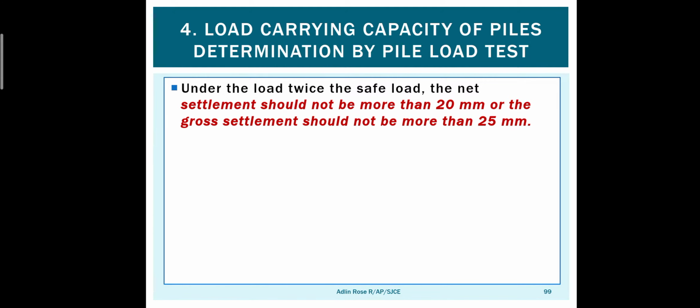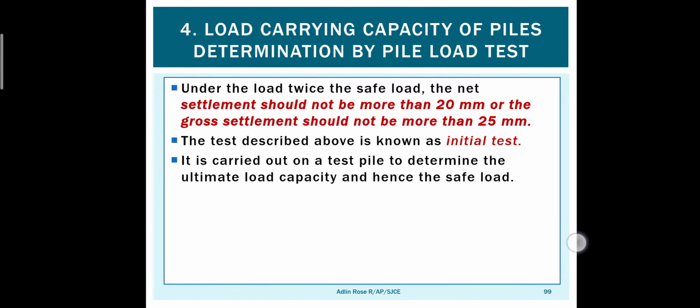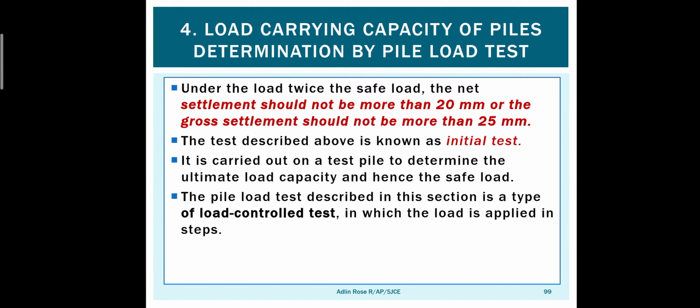Always the maximum settlement while you are conducting the plate load test should be 25 mm. This test is also known as the initial test. Also, it is a load controlled test. That is, when we are varying the load, we are noting the values. So load is gradually applied. So it is a load controlled test and it is a slow test.